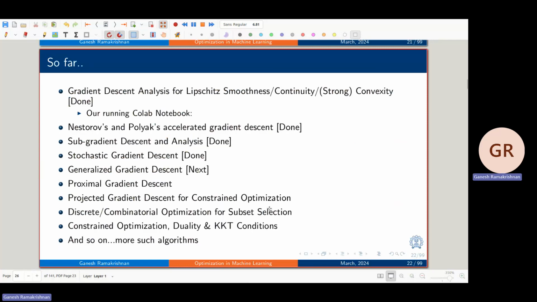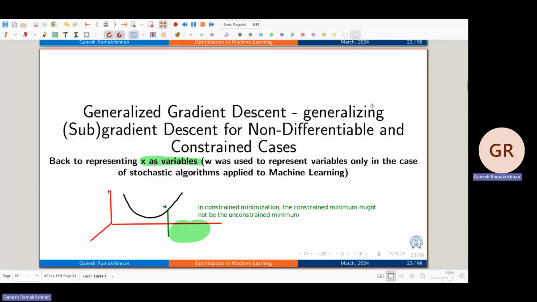I just want to get started on this series of topics next, which gets us more into constrained optimization, and the idea of generalized gradient descent, of which proximal gradient descent and projected gradient descent are special cases. Let's understand this a little carefully. So far, by the way, we are going back to X variables. We had used W as variables when we dealt with stochastic algorithms. So we'll use X now.